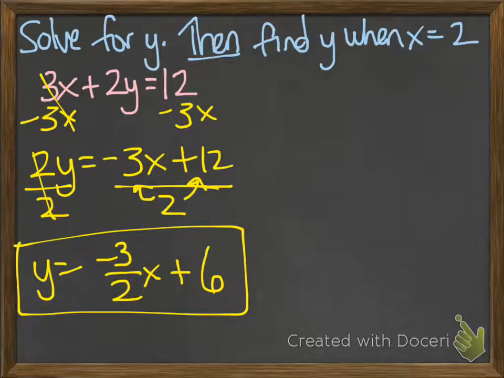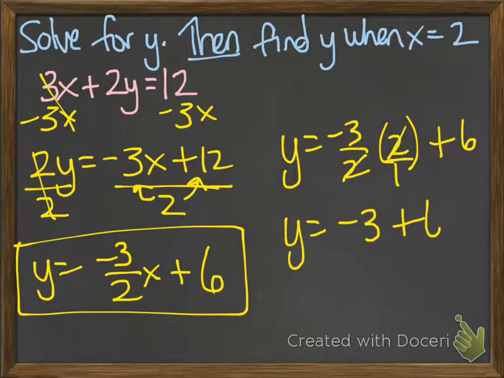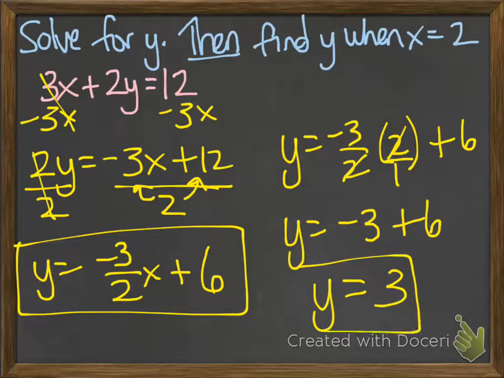The second part, then: find y when x equals 2. So again, y equals negative 3/2, plugging in 2 for x, plus 6. Well, 2 over 1 cancels with the 2 in the denominator, so we get y equals negative 3 plus 6, and y equals 3. So y equals 3 when x equals 2.